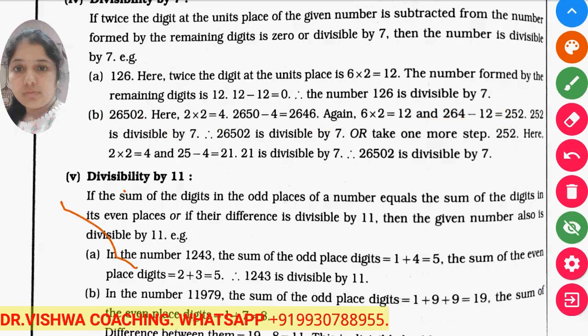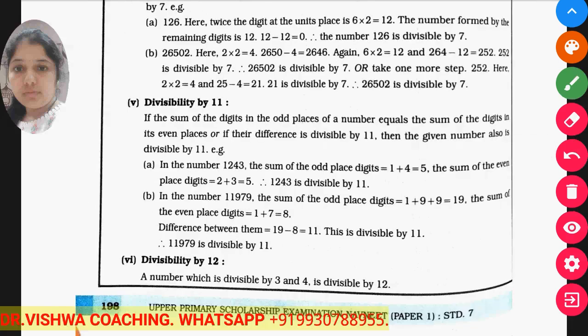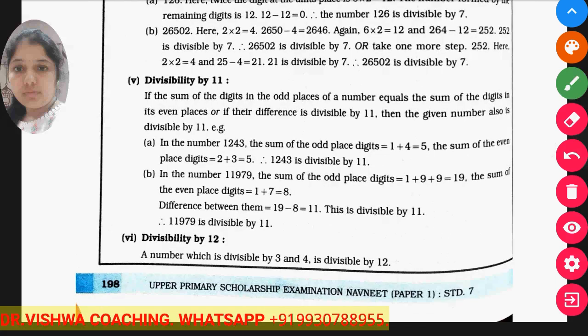And for 11, we have to calculate the sum of the digits at odd places and at even places, and we have to find the difference between them. And then if the difference is divisible by 11, the number is divisible by 11. And if any number is divisible by 3 and 4, then it is divisible by 12. So these are all the divisibility tests.